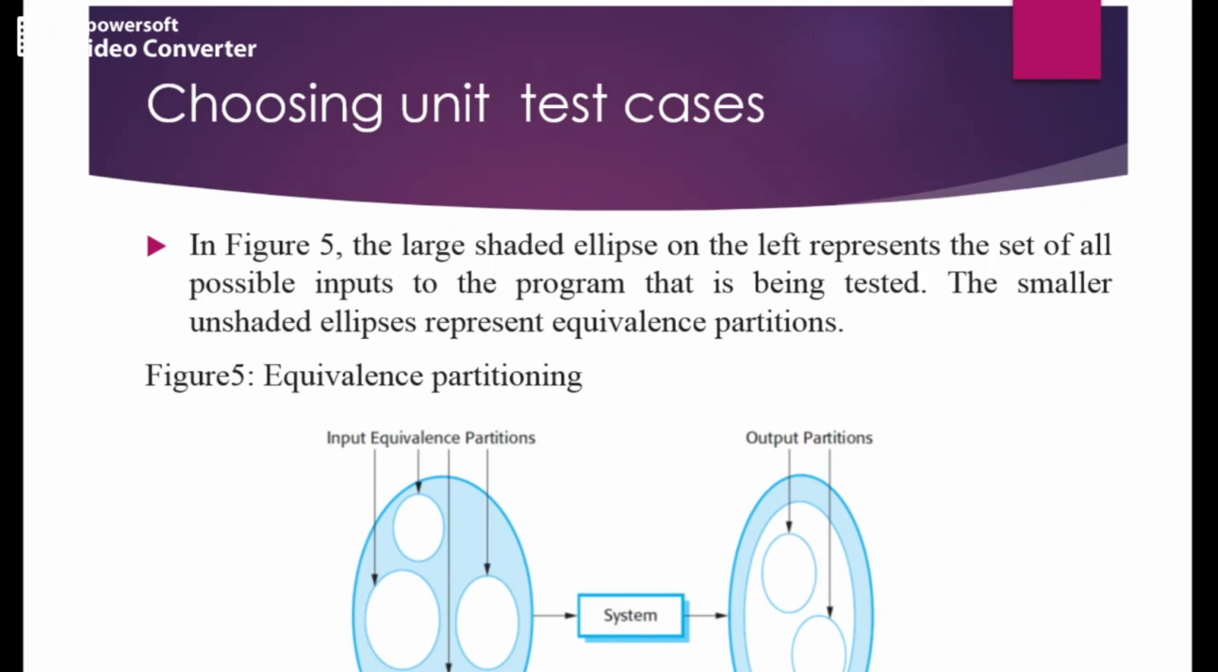We'll look at figure 1, which will explain this clearly. The figure name is equivalence partitioning. This category is the possible inputs, and this is the possible output. Input is given to the system to produce the output. The large shaded ellipse on the left represents the set of all possible inputs to the program being tested. So here we are testing the input groups. The smaller unshaded ellipses represent equivalence partitions.